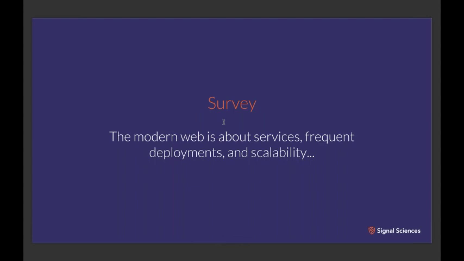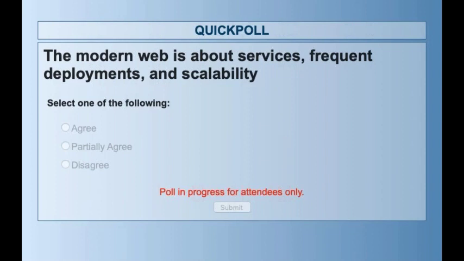That actually brings us to our first survey question. The modern web is about services, frequent deployments, and scalability. In this survey, I'm asking, do you agree with that? Do you partially agree with that? Or perhaps you completely disagree with that? We'll give a few minutes so responses can collect. I always like to get this type of feedback when speaking about this topic, and obviously with this presentation. Definitely want to check myself, keep myself honest, and so your feedback is appreciated. I'll give a couple more seconds for those last few responses.